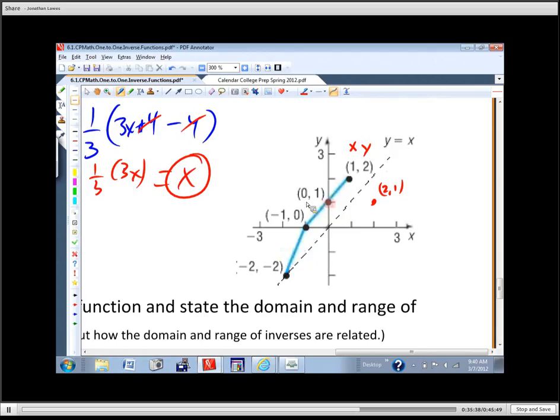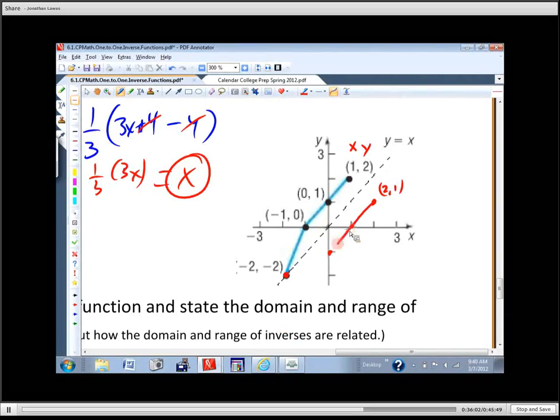If the x is 0 here and the y is 1, if we switch those, what point do we have? 1, 0. If we switch these, 0, negative 1. And if we switch this, negative 2 stays where it is because it's on the line y equals x. If those two are the same, switching them has no effect. It's still the point negative 2.